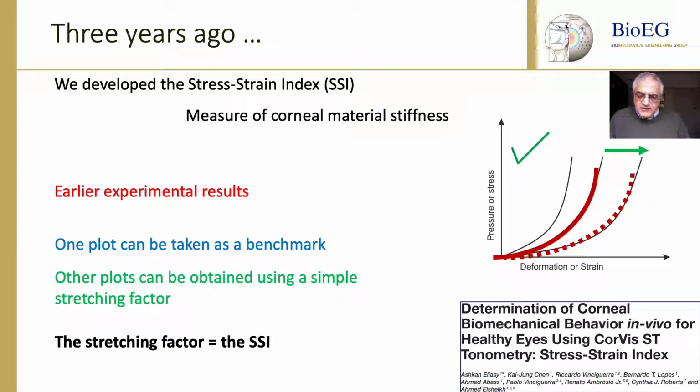Using this very simple observation, we came up with the idea that the SSI would be equal to that stretching factor. So if the Corvis tells me this person has a stress strain index of, let's say, 0.8, then I can take the benchmark stress strain plots and divide the strain values by 0.8, and this will give me a new plot. Because you know the full stress strain curve, you can then get the E tangent at any stress or strain level.